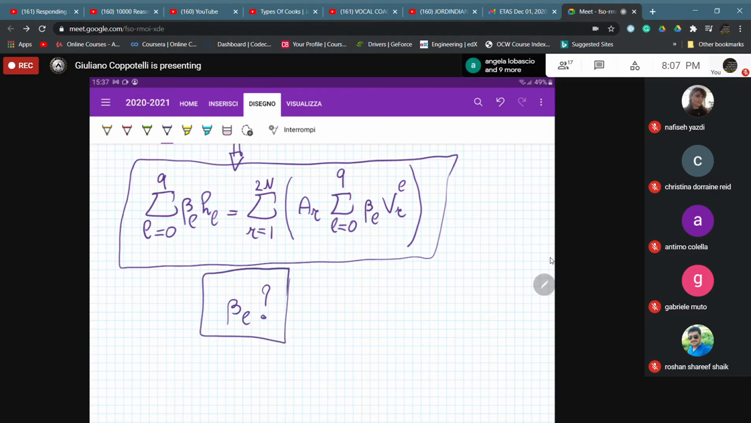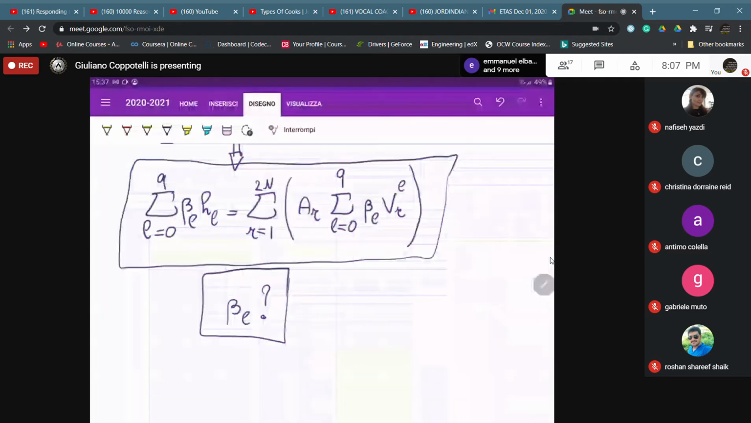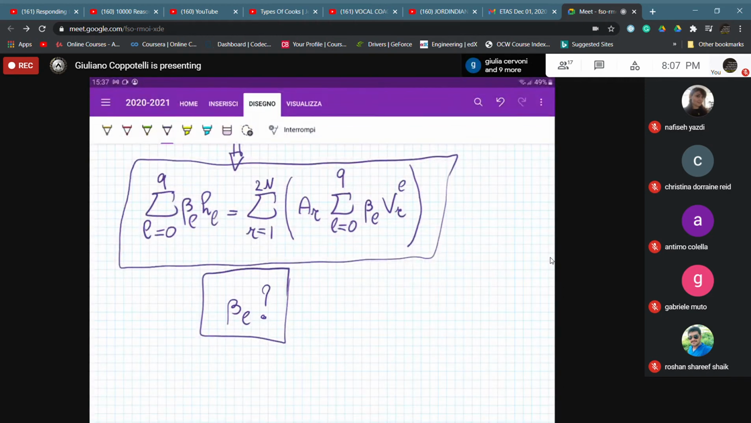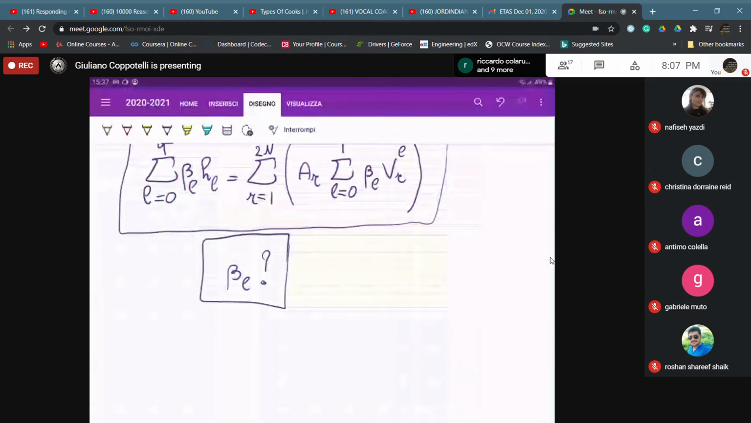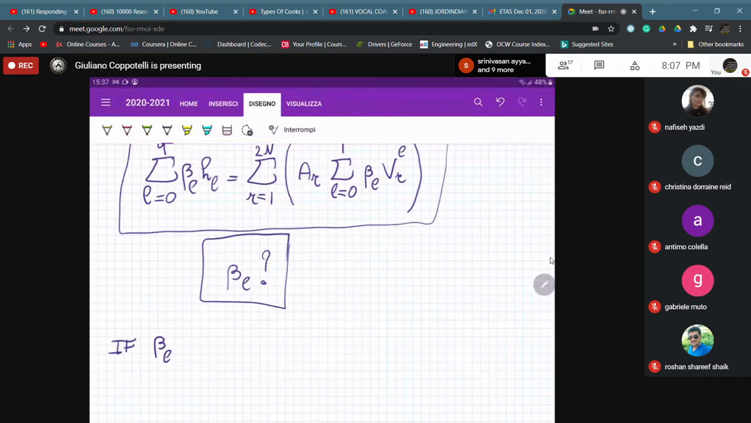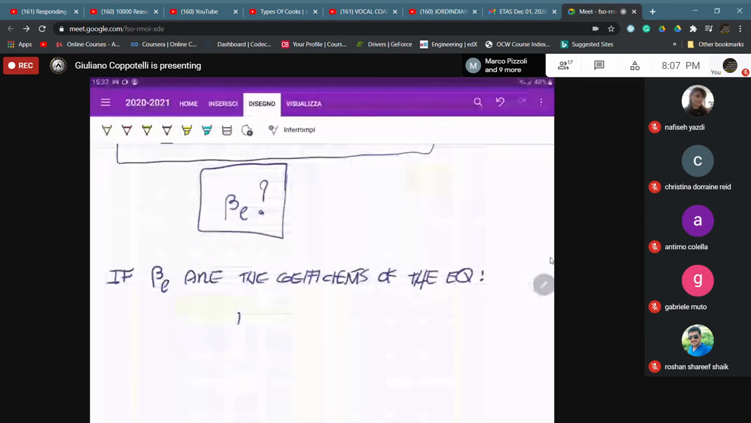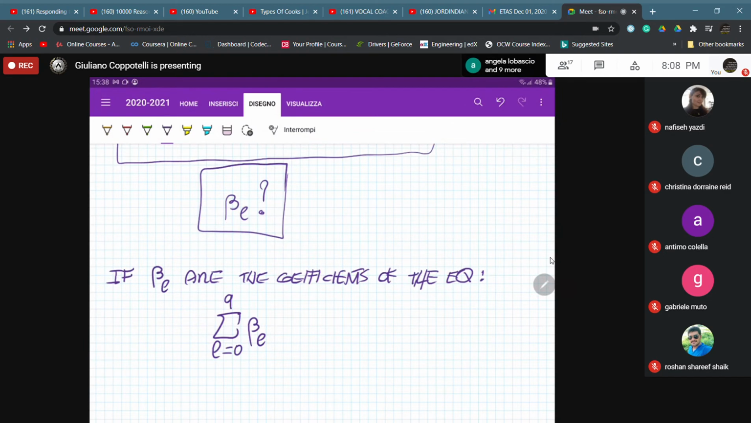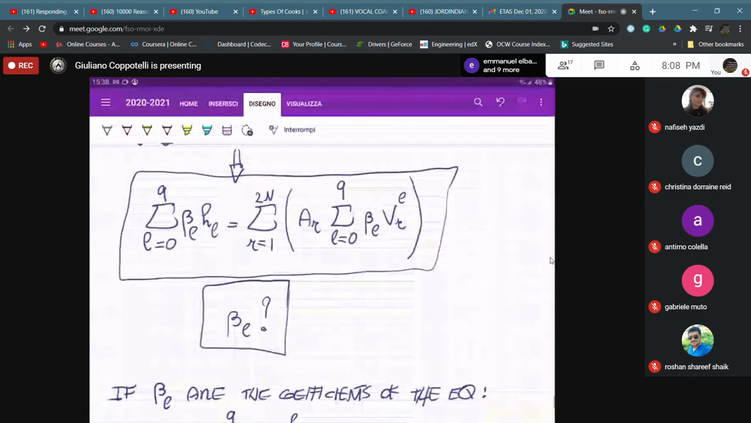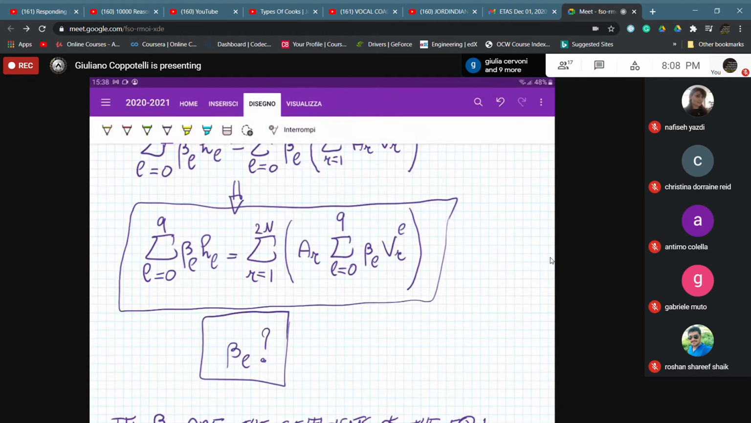Okay, so how can we introduce this beta L so that our estimating process could go straight to our goal, that is identification of the model parameters? We can have whatever choice, but if the coefficients beta L are the coefficients of the equation that is this one, summation from 0 to Q of beta L V_R^L equal to 0, then maybe we have some advantages of that. Okay, so once again, we have introduced the coefficients beta. That could be whatever, okay?